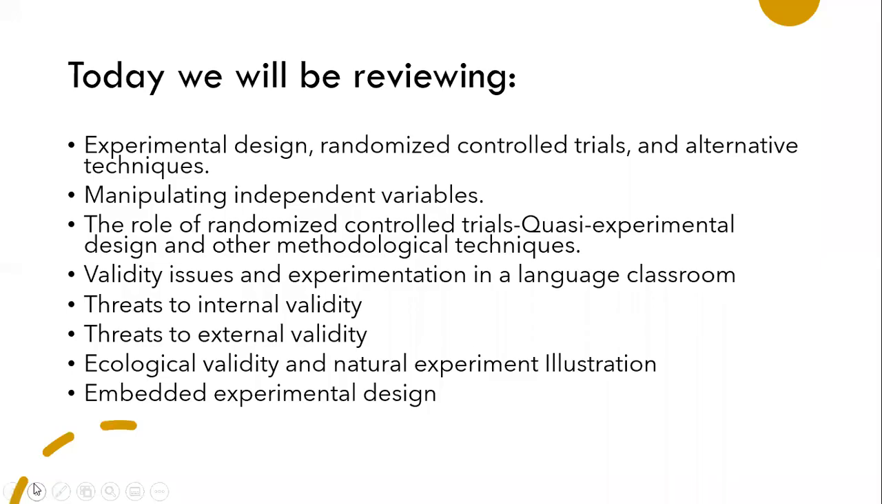Okay, so let's take a look at our roadmap. Today we will be reviewing a lot of factors. First, we will start with experimental design and some of the features it contains, manipulating independent variables, different types of role in quasi-experimental design, and methodological techniques, validity issues, threats to internal and external validity, ecological validity, and embedded experimental design.